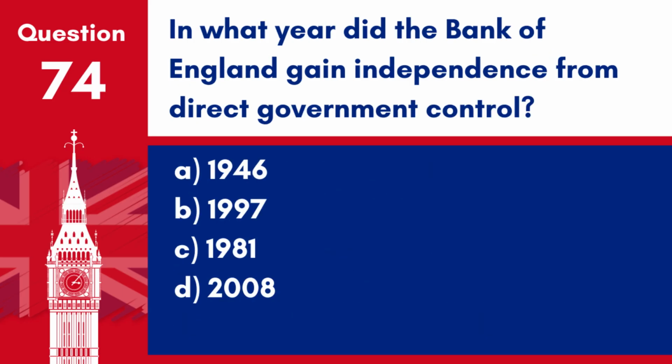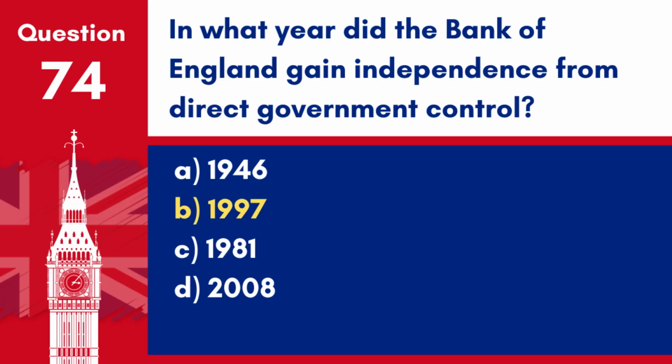Question 74. In what year did the Bank of England gain independence from direct government control? A. 1946. B. 1997. C. 1981. D. 2008.